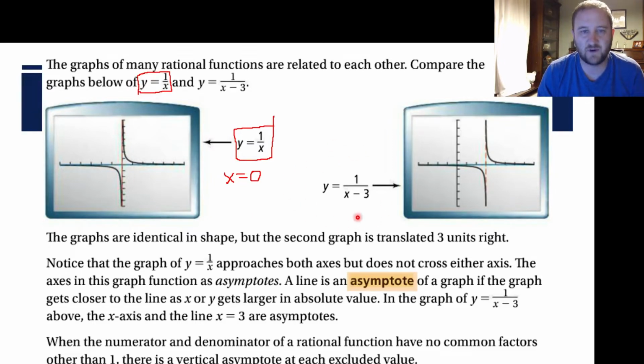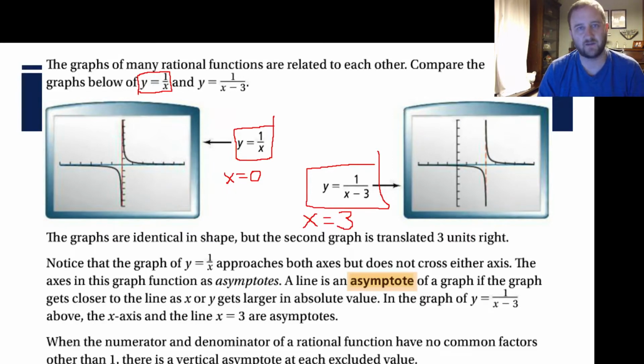Now let's look at this one right over here. Y equals 1 over x minus 3. What would our excluded value here be? For this one, it would have to be x equals 3, because 3 minus 3 is 0. Okay, now if we think about the graph of x equals 3, where's x equals 3 at? Well, you count over 1, 2, 3 spots. You're going to have a vertical line at x equals 3.